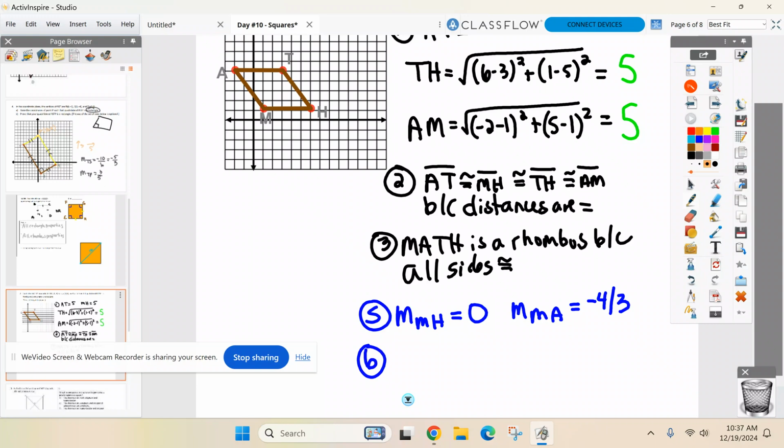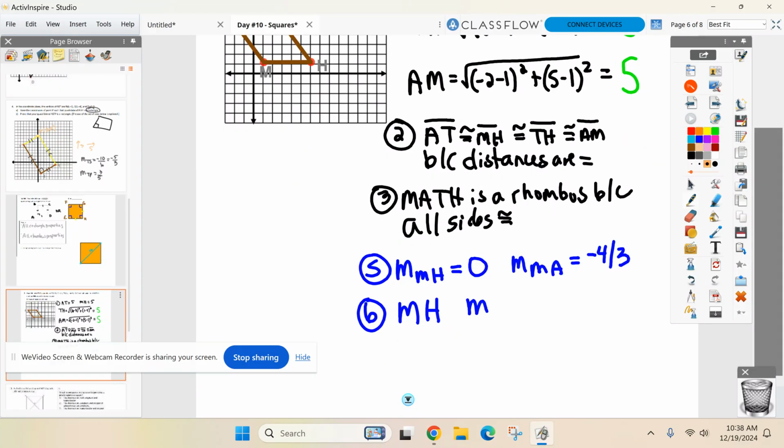I know this sounds weird, but what did we just learn there? We learned that MH and MA are not perpendicular. Oh, you're going to like this. Ready? Take that perpendicular sign. Yeah, get a nice little slash through that.